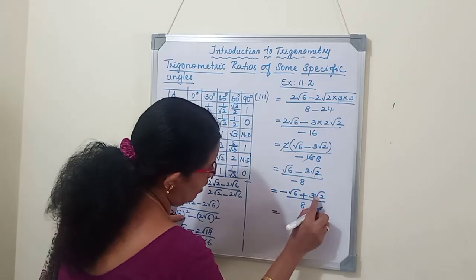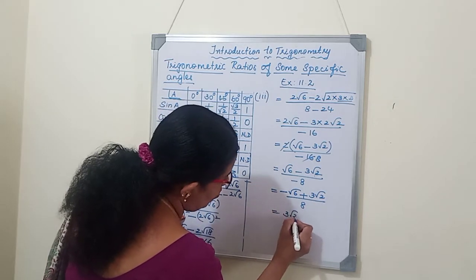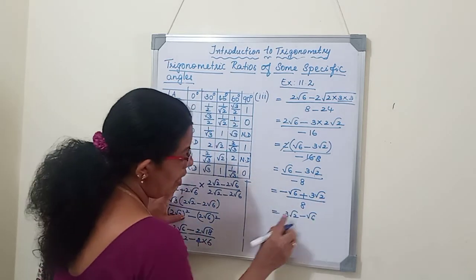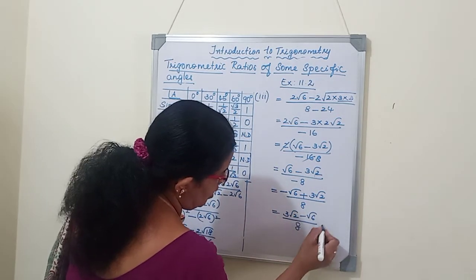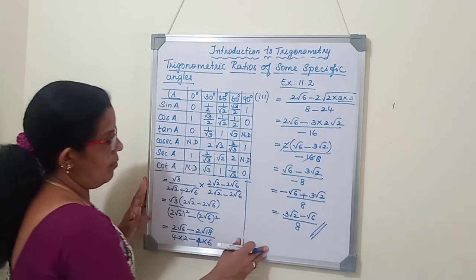Now once again if you write, we can write 3 root 2 minus root 6. I just arranged the positive term first and next the minus term. So this is the final answer.